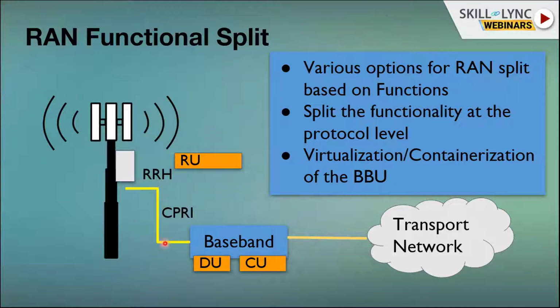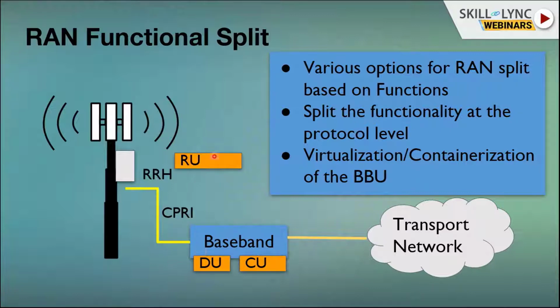We have a connection called CPRI, the common public radio interface, which connects the remote radio head and the baseband. The baseband is the node which does the digital processing of the packets and sends them to the remote radio head. So what we are going to do is split, or define, the service-based architecture. We are going to split the radio unit into a digital unit and a control unit. So we can use containerization or virtualization, and we can have one hardware here, okay?